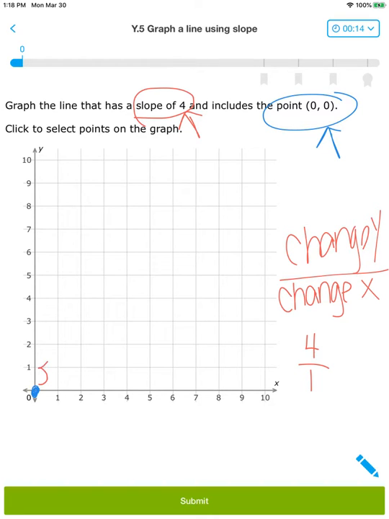So 1, 2, 3, 4. And that was my y direction. And I'm going to go over 1 because of the x direction. So that puts me right here. So when I'm on IXL and I touch that point, it will give you the line that goes through those 2 points. And then you'll just press submit, and that's how you graph a line using the slope and a point.